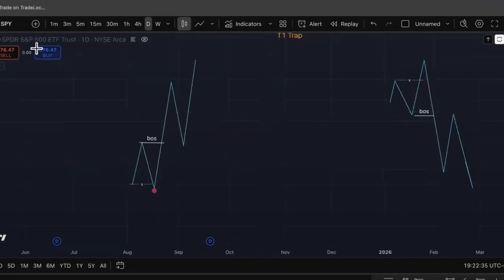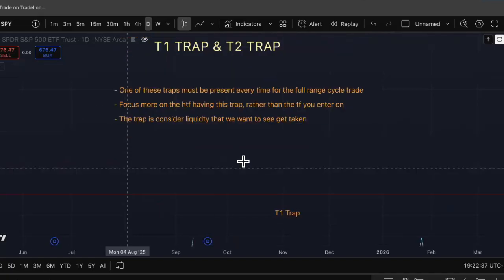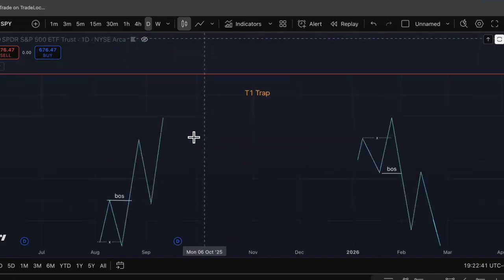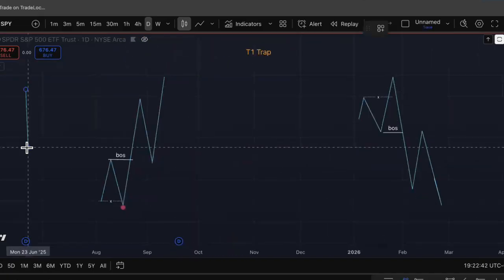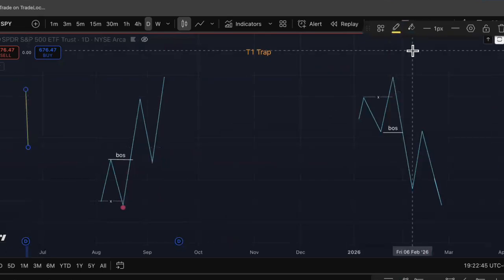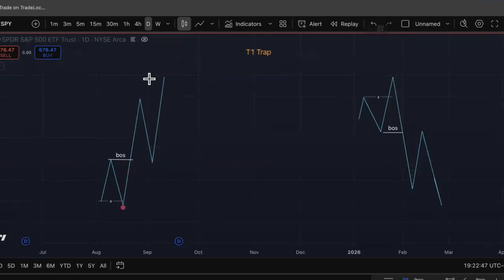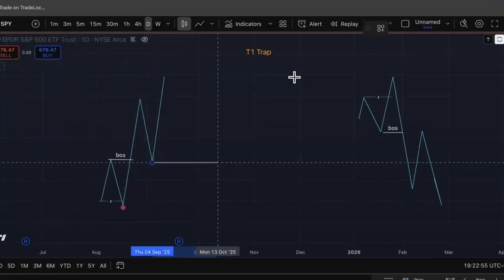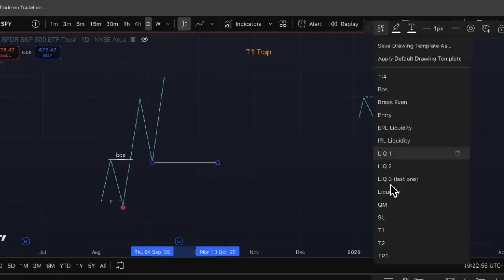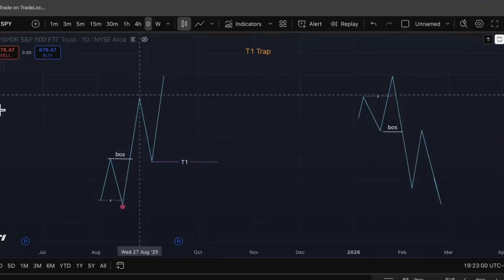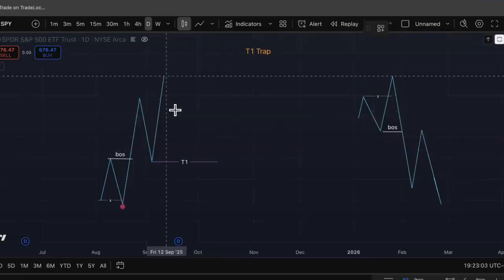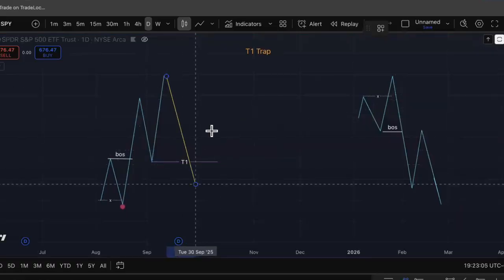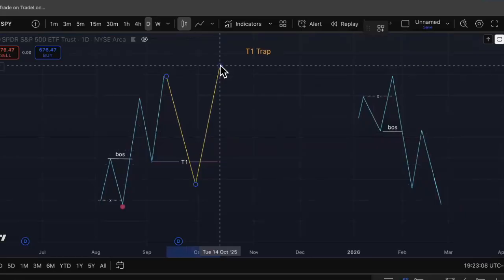So, the T1 trap. I'm going to explain the second rule, to focus more on the higher time frame than the lower time frame. The way the T1 trap is built is, you have your breaking structure, running liquidity. Then the first pullback, break structure again. So essentially, it looks like two breaks of structure. That first pullback is the T1. So what I'm expecting at that point is for it to take out T1 and eventually go up.